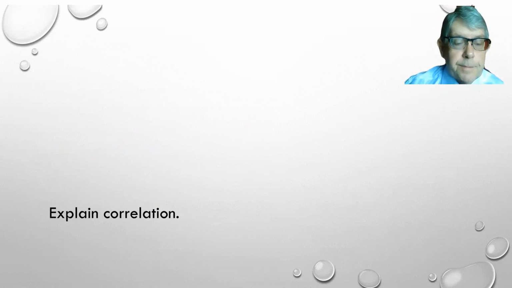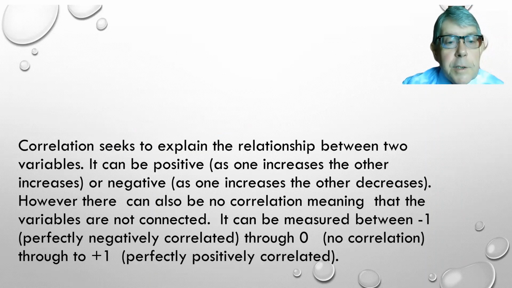Explain correlation. Correlation seeks to explain the relationship between 2 variables. It can be positive, as one increases, the other increases, or negative, as one increases, the other decreases. However, there can also be no correlation, meaning that the variables are not connected.